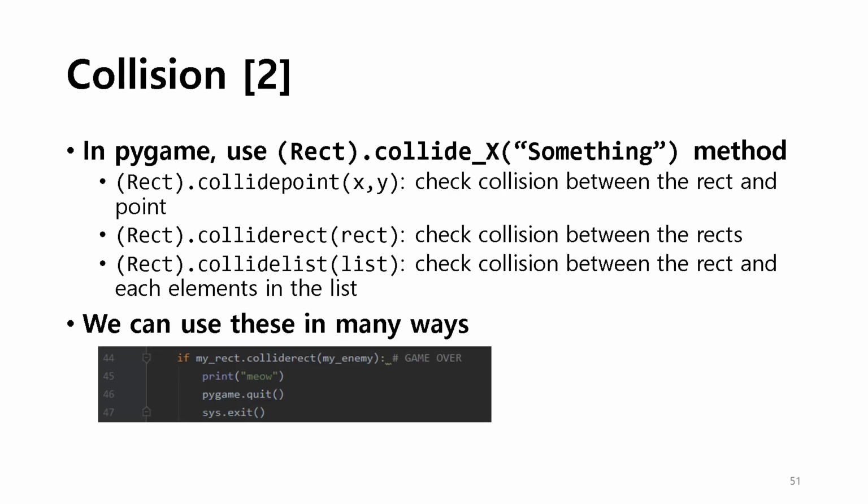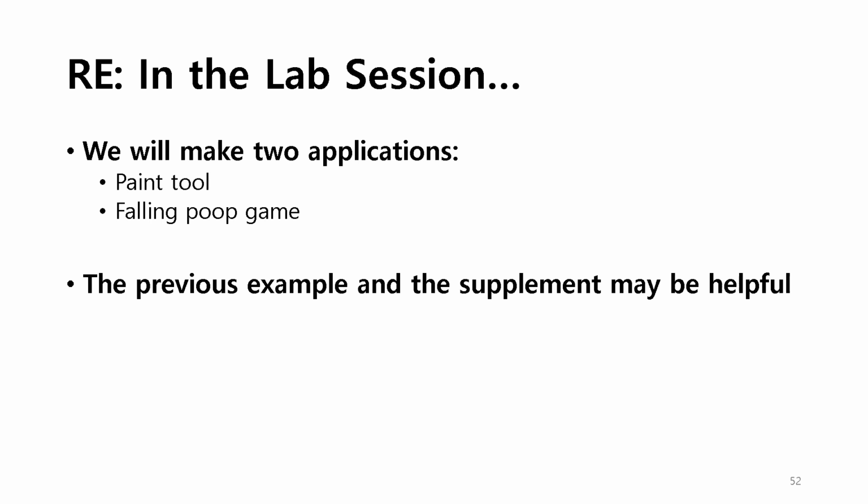A class Rect supports the methods collide rect, collide point, and collide list. These check if the rectangle is collided with the point or Rect or someone in the list. Point and rect return true when these are collided and false otherwise. But collide list returns the index of the element and returns -1 when it is not collided. So it may be useful when we implement the falling poop game. Do you agree?